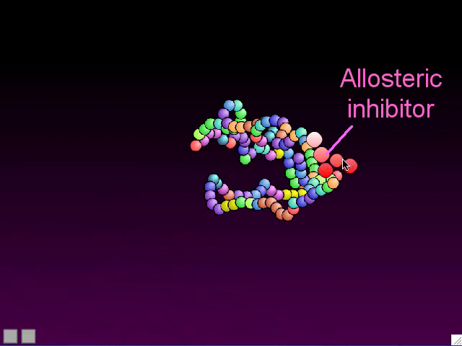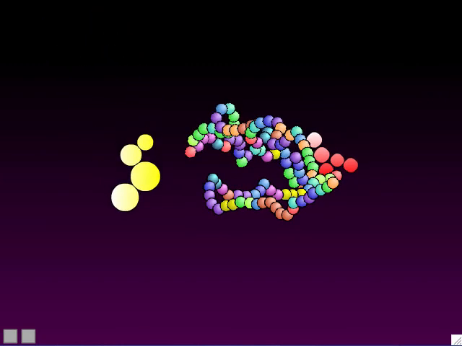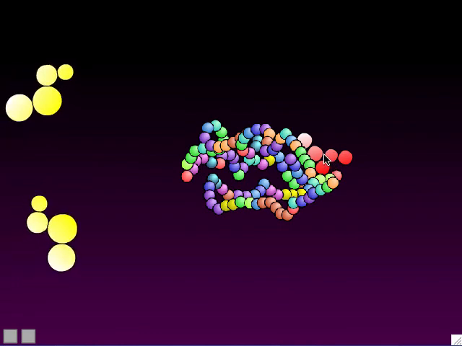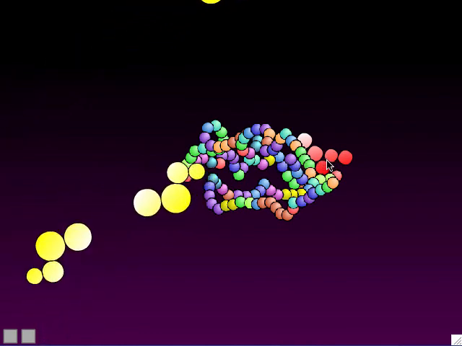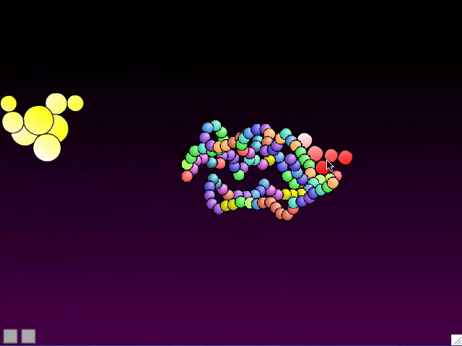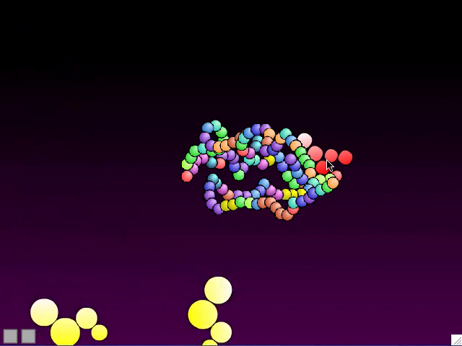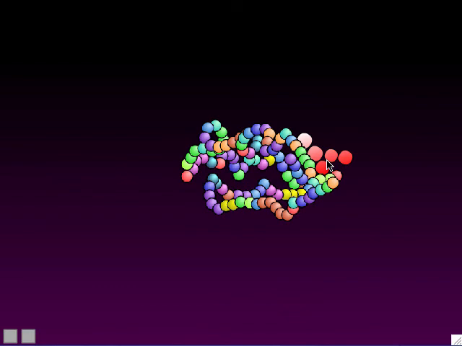But there's a trick. When an allosteric inhibitor binds to the enzyme, it causes the enzyme to shift its shape in a way that closes the enzyme's active site, like you see here. And so yes, even though allosteric inhibitors don't bind to the enzyme's active site, nevertheless they end up shutting the active site. And so now the enzyme's activity is going to be less, right? Because the enzyme's active site is shut.